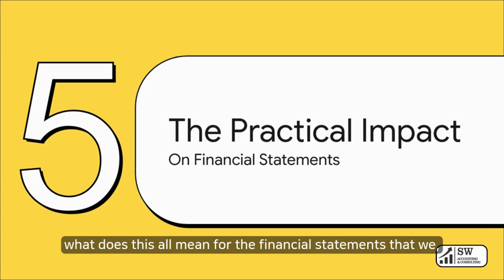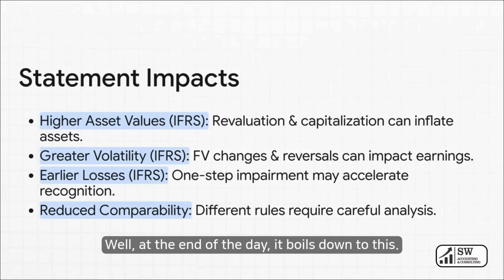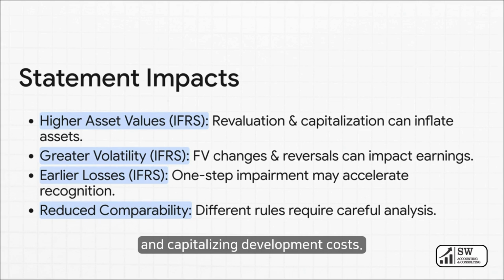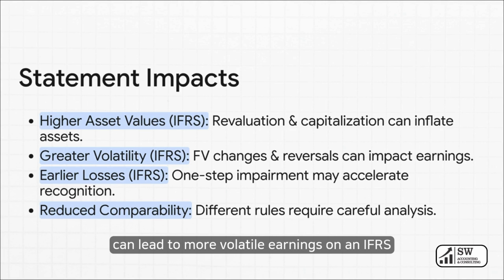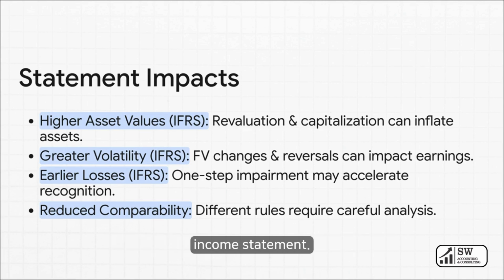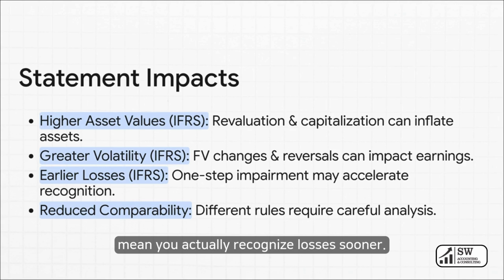When you step back, what does this all mean for the financial statements that we as analysts and investors are actually looking at? Well, at the end of the day, it boils down to this. An IFRS balance sheet will often show higher asset values thanks to things like revaluation and capitalizing development costs. That, in turn, can lead to more volatile earnings on an IFRS income statement. And kind of funny, even though U.S. GAAP seems tougher, that one-step impairment test under IFRS can sometimes mean you actually recognize losses sooner.